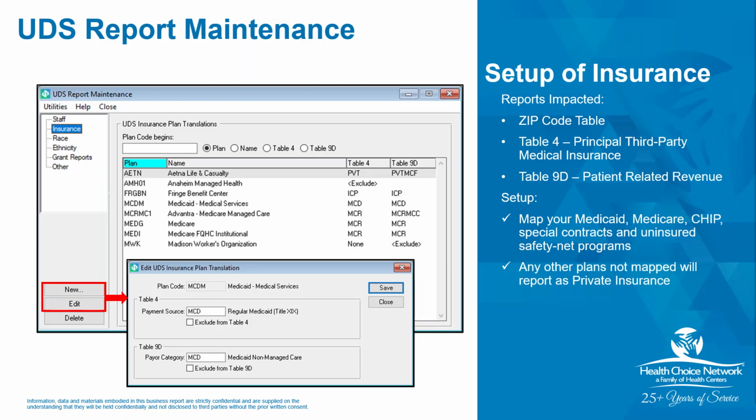The assignment given to the payer category field determines the line in Table 9D for which the charge amounts will be counted. You can exclude responsible amounts for a plan by selecting Exclude from Table 9D. Make sure to map your Medicaid, Medicare, CHIP, and special contract plans, as well as uninsured safety net programs to their appropriate payer categories based on UDS criteria. Any plans not mapped will report to the private insurance category.